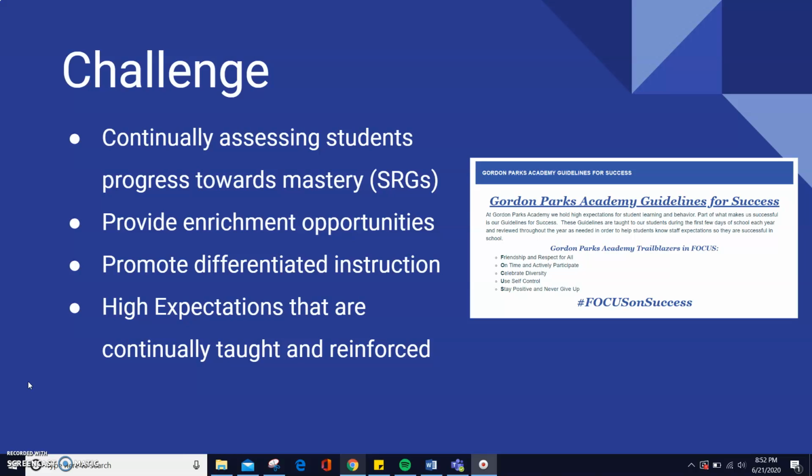And I have our guidelines for success posted here as something that we reflect on daily to make sure students are in the frame of mind to learn and do their job as students when they're in school.